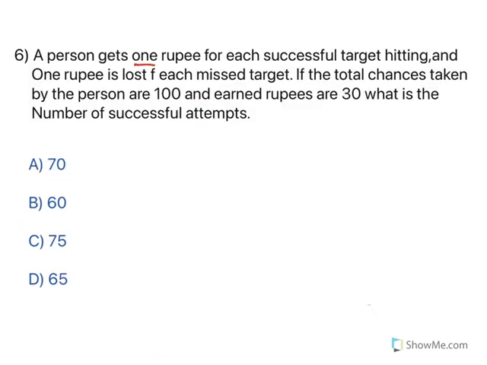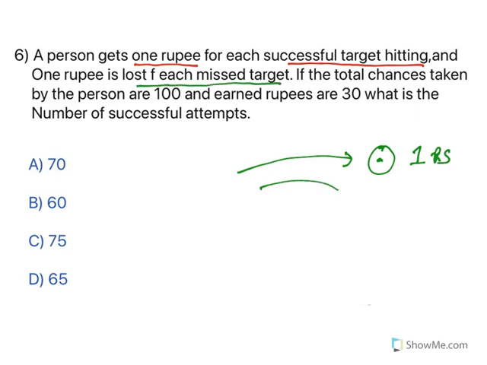See, a person gets 1 rupee for each successful target hitting. Imagine there is a target and he is hitting it. If he hits, he will get 1 rupee. And 1 rupee is lost for each missed target. So if he is missing it, he will lose 1 rupee, minus 1. Now if the total chances taken by the person are 100 and he earned 30 rupees, what is the number of successful attempts? Now see, there are 100 attempts.